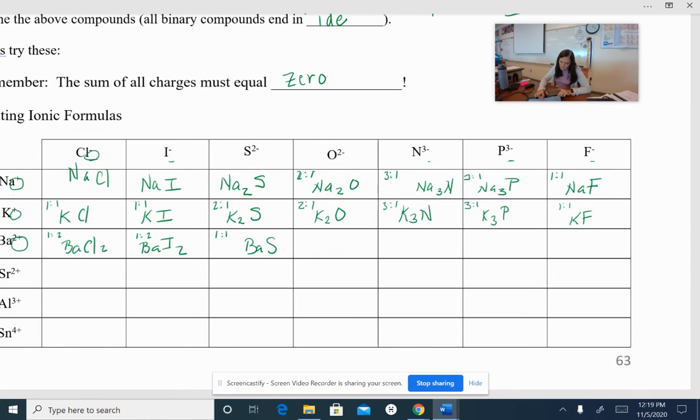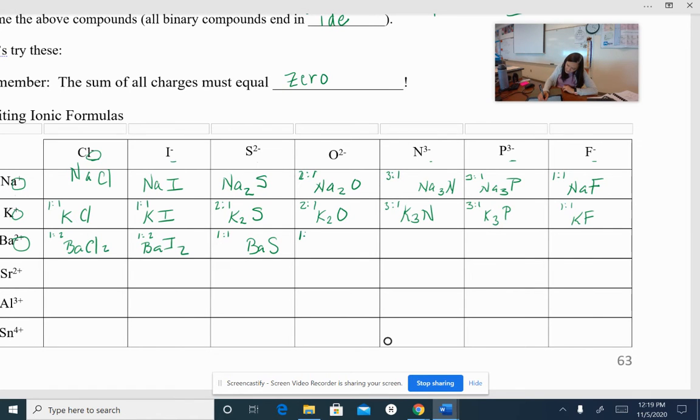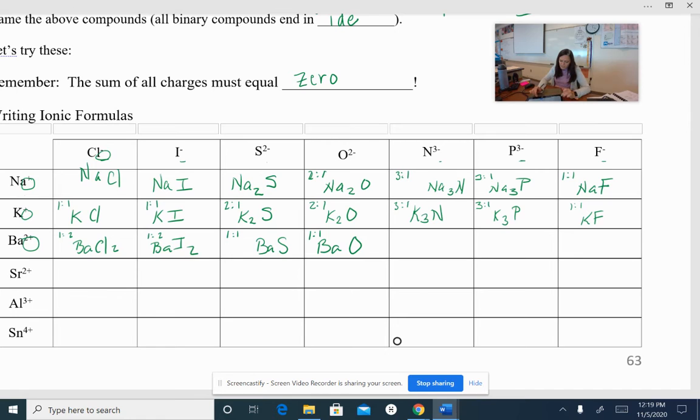Same with oxygen. It is also a negative 2. So I'm going to have the same ratio here. 1 positive 2 plus 1 negative 2 gets me to 0. So barium oxide. Okay, this is where it gets kind of tricky. Barium is a positive 2. Nitrogen is a negative 3. So what's my least common multiple between 2 and 3?